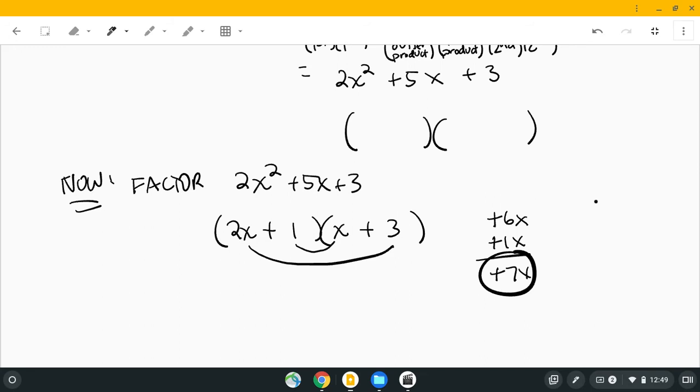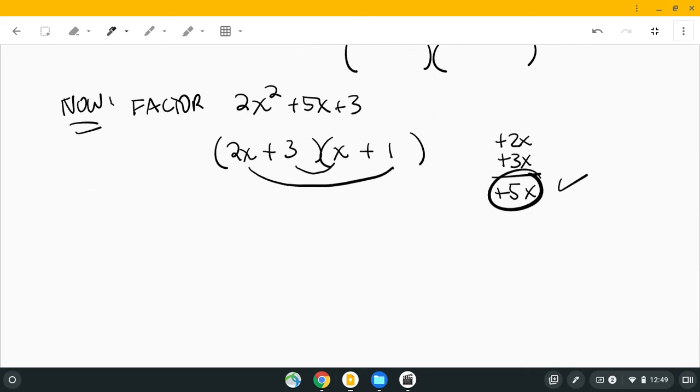So if that doesn't work, you can always try switching them. And then when I try that outside product, I get positive 2x, and that inside product, I get positive 3x, and then combining them, I get positive 5x, and that's the one I want. All right, so why don't you go ahead and try these three?